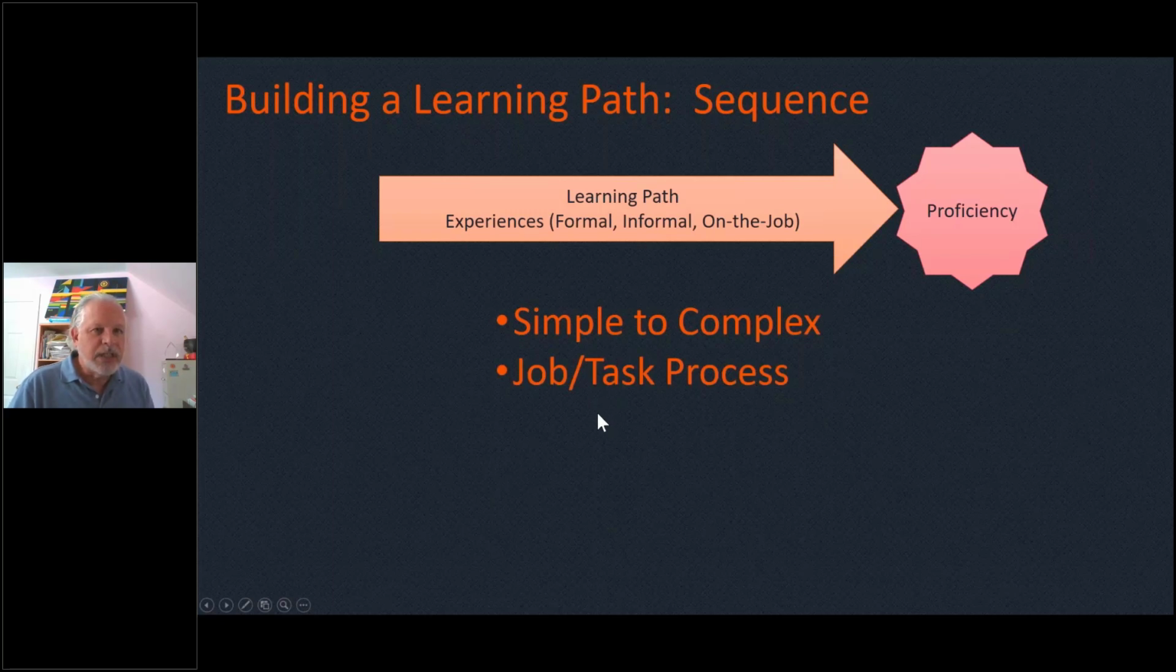You can also organize it according to the process. If it's a sales process, you might organize the training that way. You may or may not, it depends on the situation, according to the process, or a manufacturing process. That may be another way of sequencing steps.